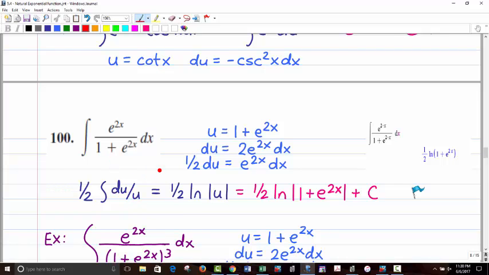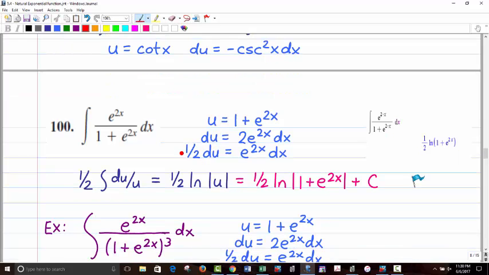So even though we have e's in our problem, the integral is actually not going to turn out being an e result. It's going to be a natural log because it's du over u. So we end up with 1/2 natural log of the absolute value of u. So we have 1/2 natural log of the absolute value of 1 plus e to the 2x plus c.